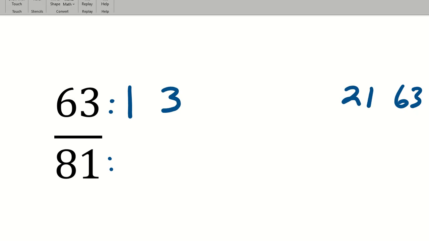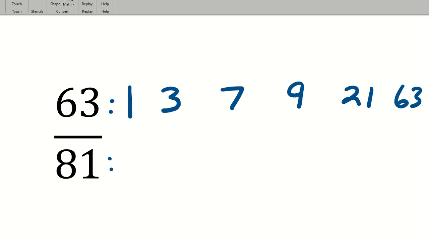Will 4 go into 63? No. Will 5 go into 63? No. Will 6 go into 63? Well, again, if you don't know, you can always divide 63 by 6, and I get a decimal, so that won't work. 7 into 63, ooh, 7 will go into 63, won't it? 63 divided by 7 is 9, so 7 times 9 is 63.